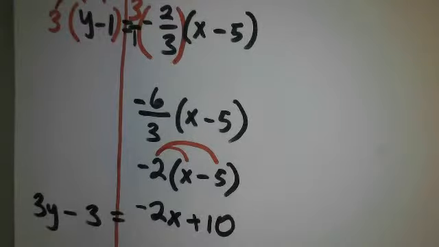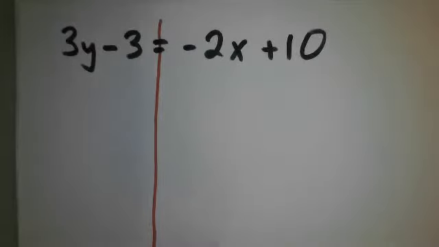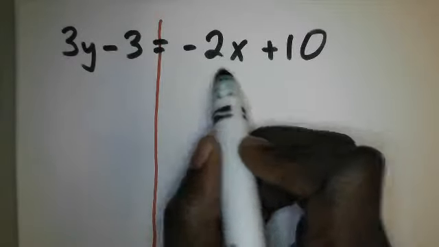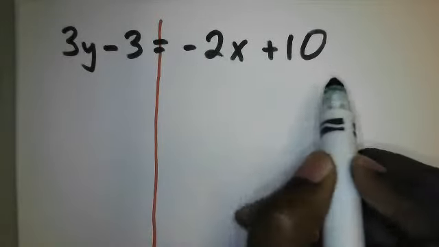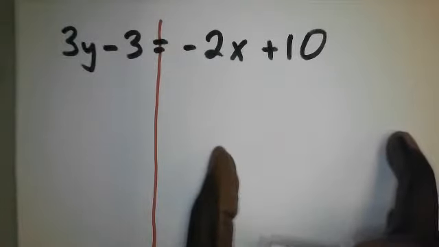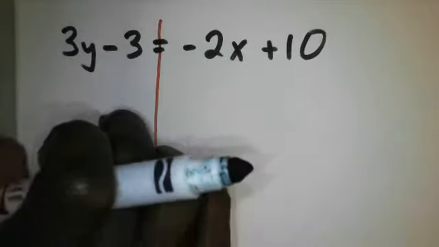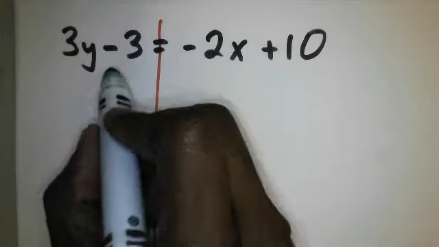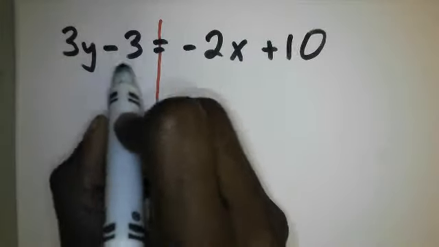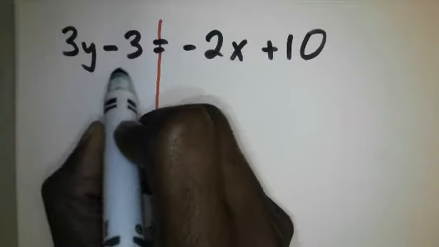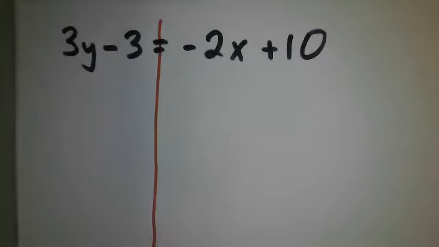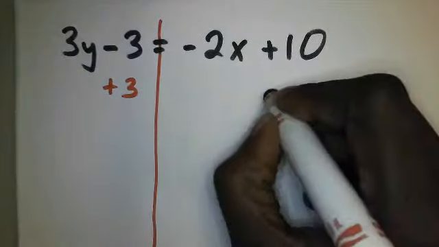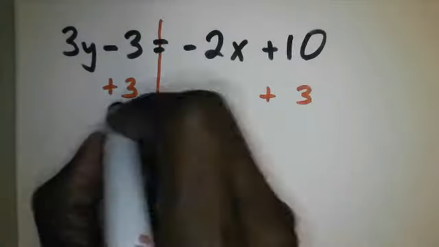Alright, so let's move on from this. And what we're going to do, we're going to try to get the number, remember, by itself on this side of the equation, and all the variables or the coefficients on this side of the equation. So let's go ahead and get rid of this number that's by itself without a variable, which is the negative 3. In order for us to be able to get rid of the negative 3, we have to add 3 to both sides of the equation, plus 3.